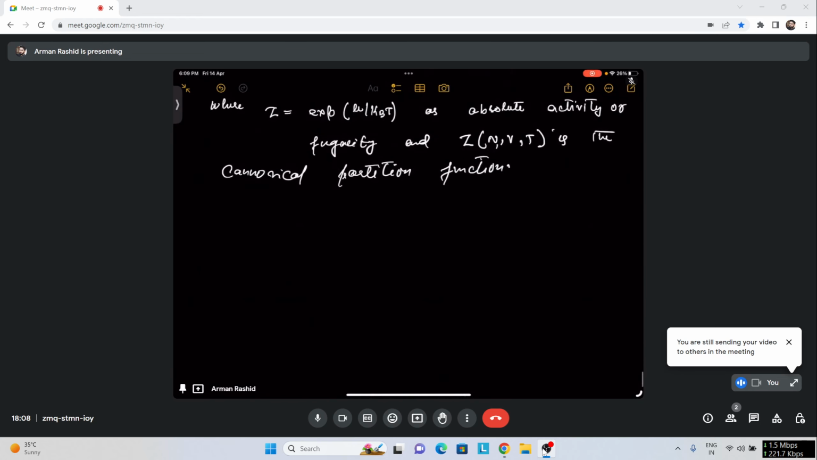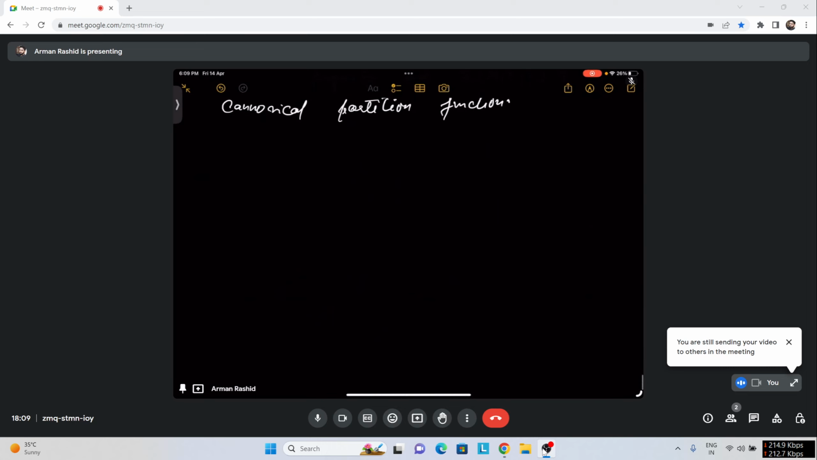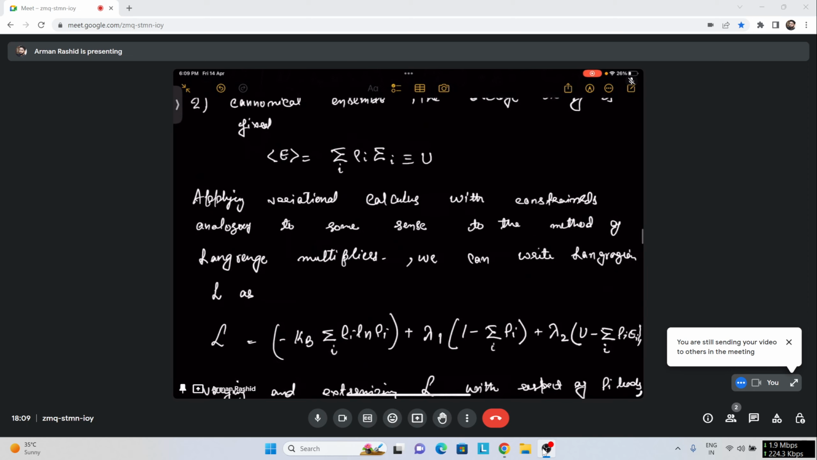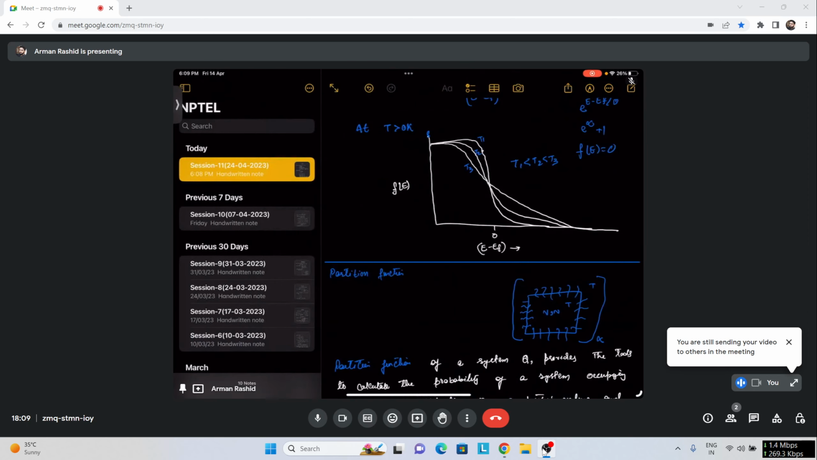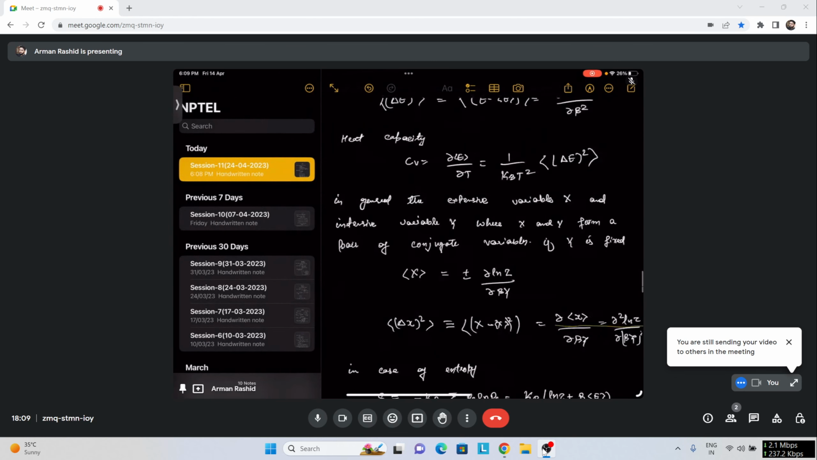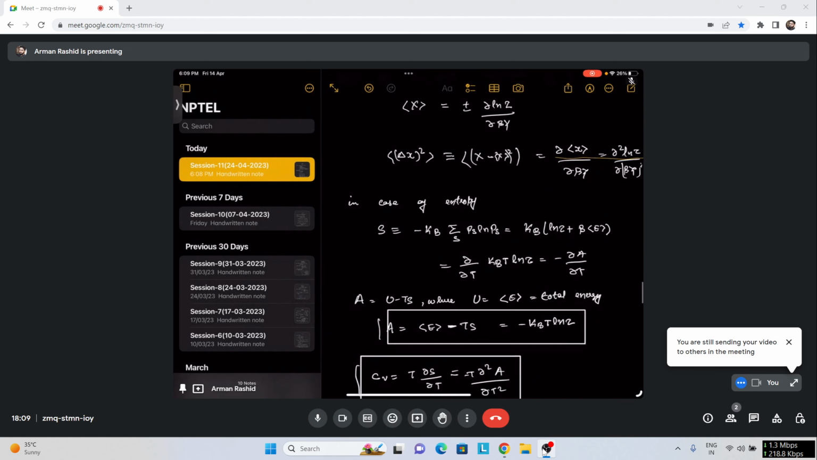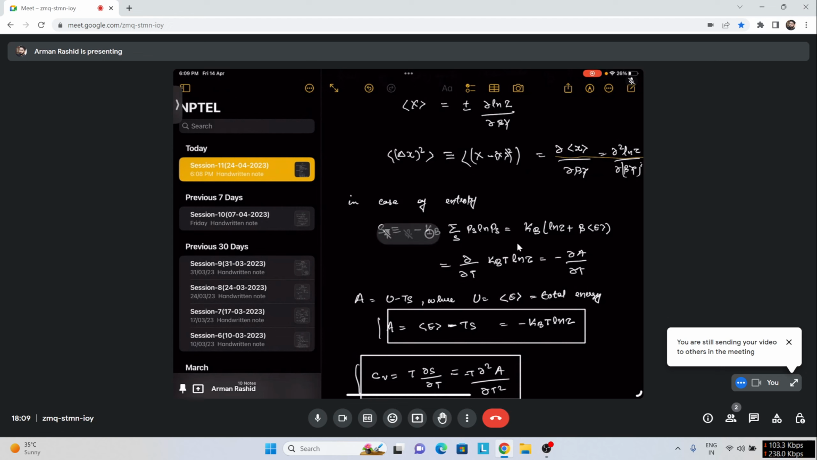In the next session there will be a discussion on the molecular partition functions and how we can derive different molecular partition function equations.